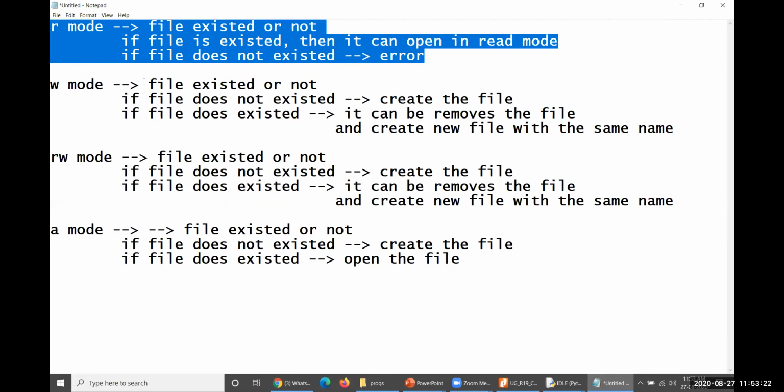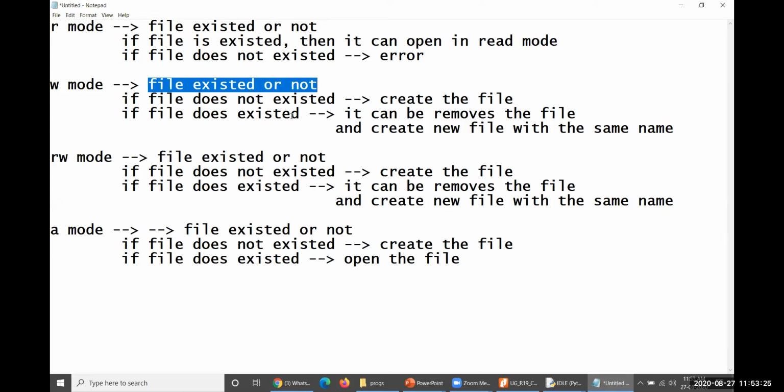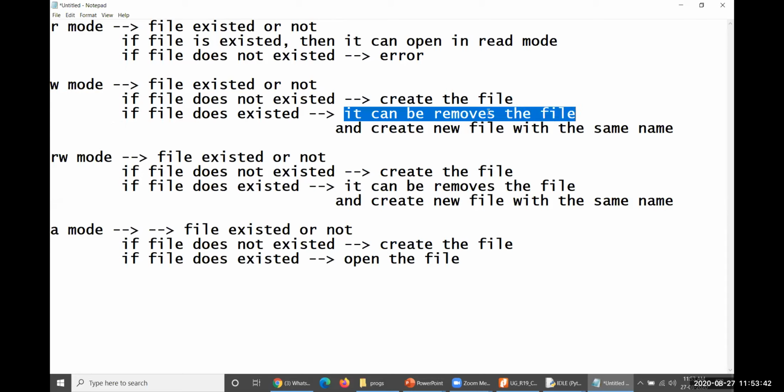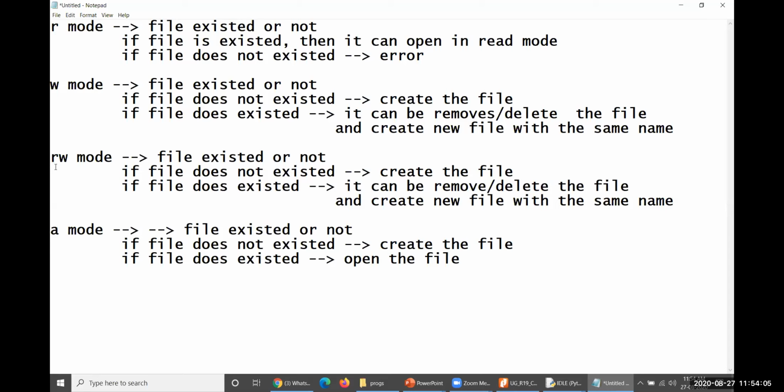Whereas W mode is also going to check whether the file exists or not. If the file does not exist, it simply creates the file. There is no problem. If the file really exists in our present working directory, it removes or deletes that particular file, and then creates a new file with the same name, whatever name you have given. Whereas RW also performs the same operation because of W.